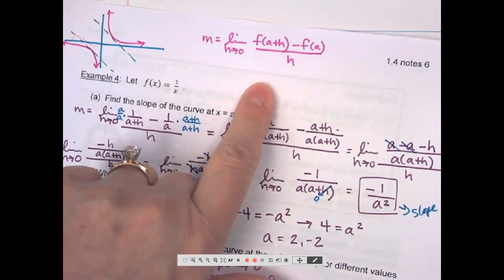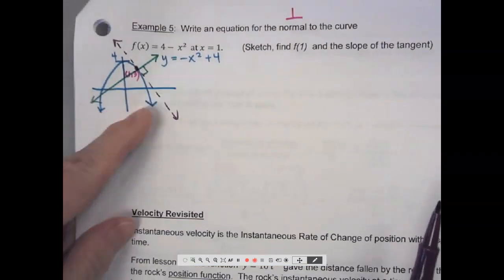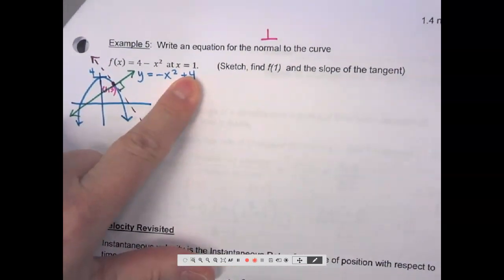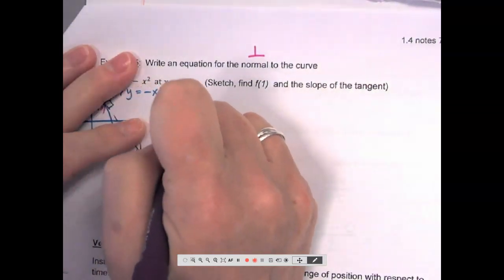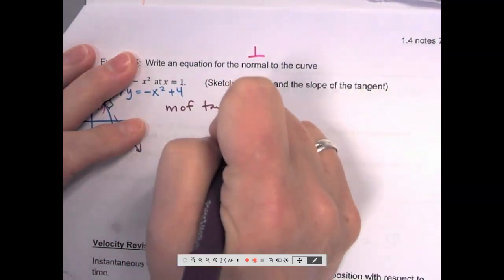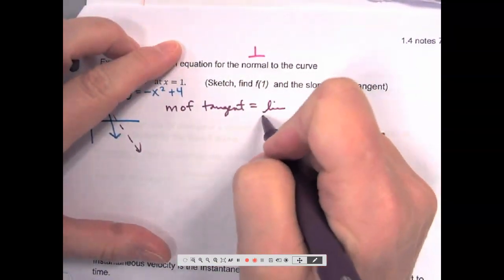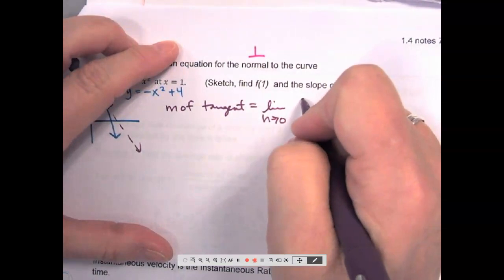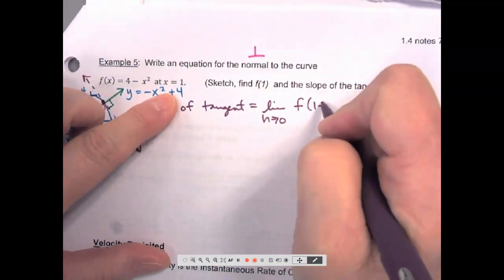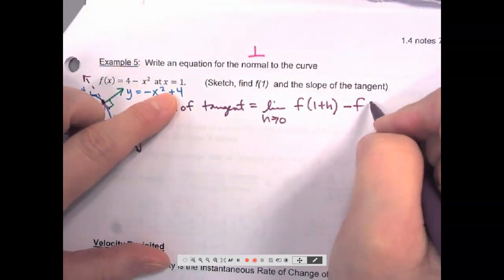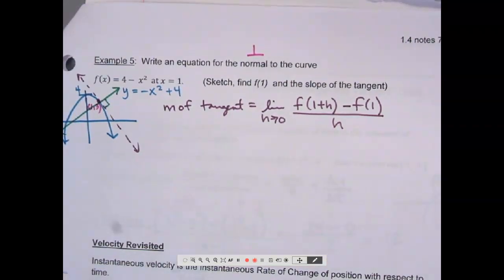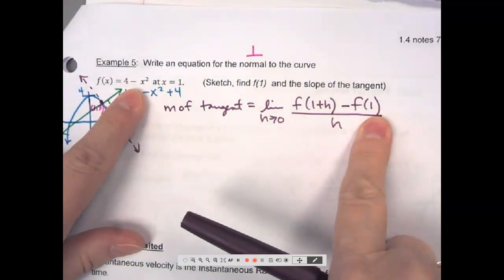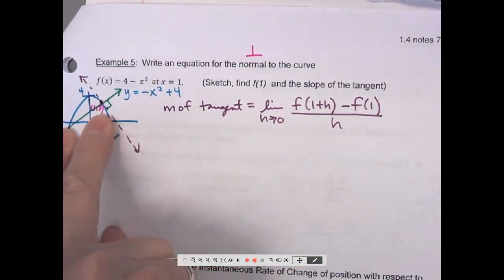All of this fun stuff right here. Okay, but a this time is 1. Okay, so I want to find the limit. All right, slope of tangent will equal the limit as h approaches 0 of f of 1 plus h minus f of 1 over h. Okay? If we find f of 1, we already did that. We're just going to plug in 1. And I already know what it is. It's 3.